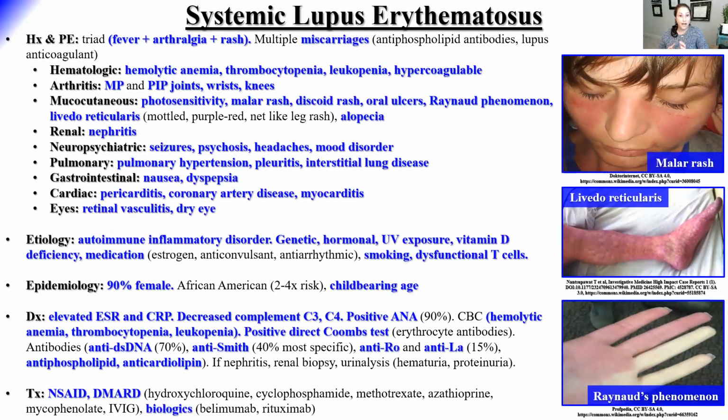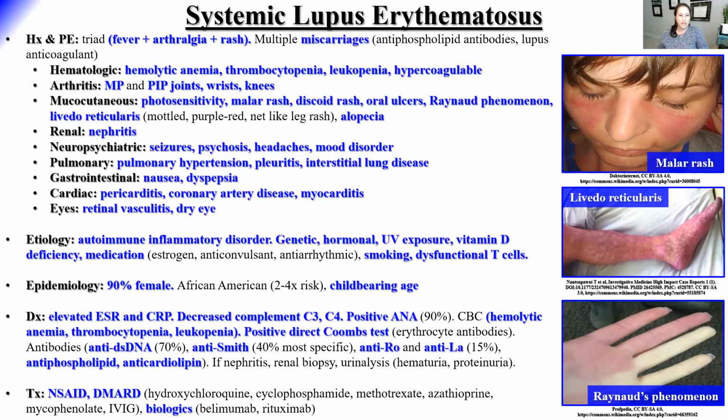Lupus, very highly tested on your exams. This is another autoimmune inflammatory disorder. We, again, don't know what causes this, but we know there's a genetic correlation, hormonal components, UV exposure, vitamin D deficiency, and then medications can also be a trigger. Things like estrogen, anticonvulsant medications, and antiarrhythmics. Smoking plays a role, and dysfunctional T cells. So there's a lot going on, again, a multifactorial etiology.